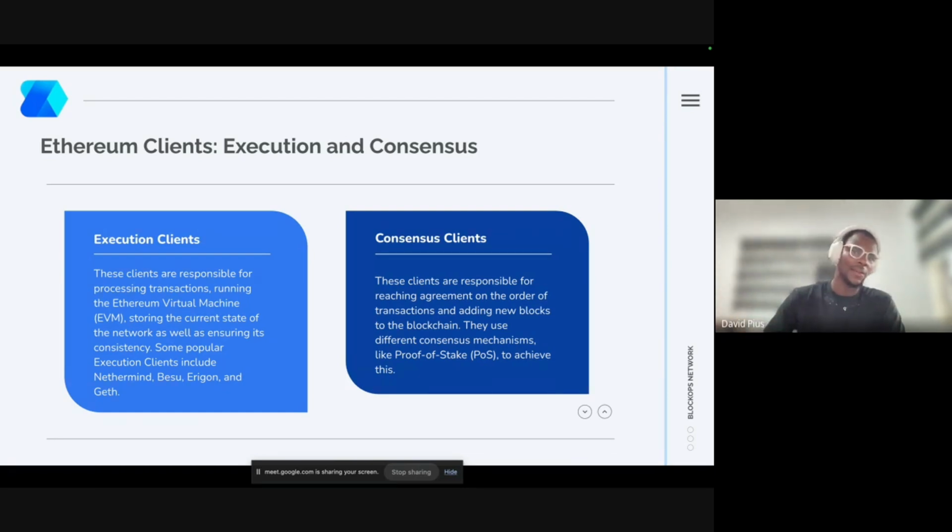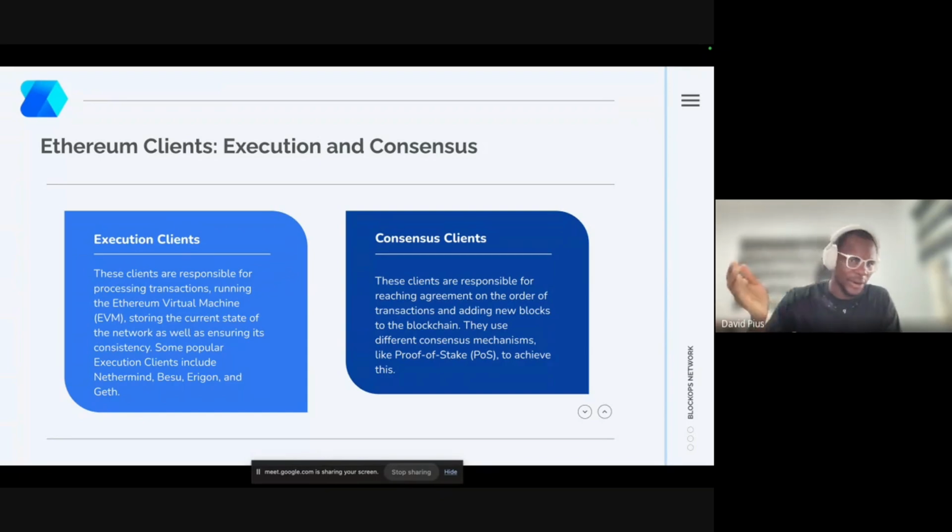The execution client is responsible for processing transactions, running the Ethereum virtual machine, storing the current state of the network, as well as ensuring its consistency. It's the software that helps download copies of this data from the network. It's also the software that has the Ethereum virtual machine and stores the current state of the network, ensuring its consistency. So it has its rules.